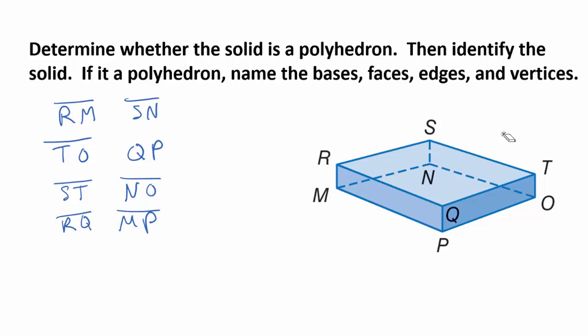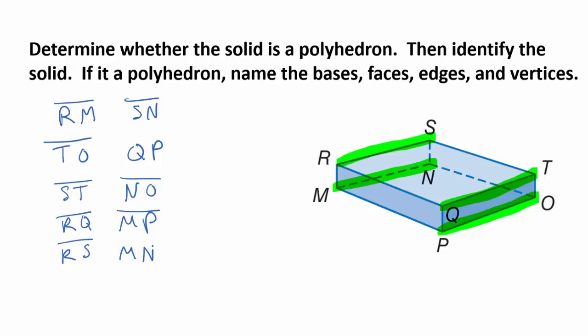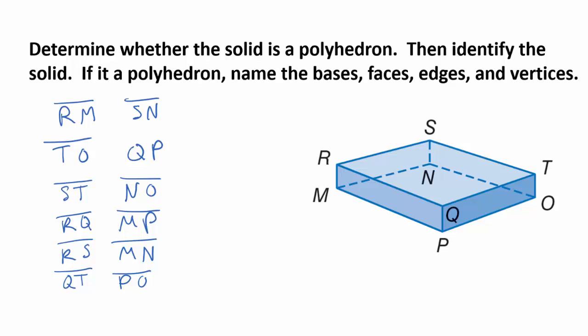Okay, now we've just got a few more. We're going to go to the back now, and the two up here in the front. It's going to be RS, MN, QT, PO. And those are going to be all of our edges for our rectangular prism.